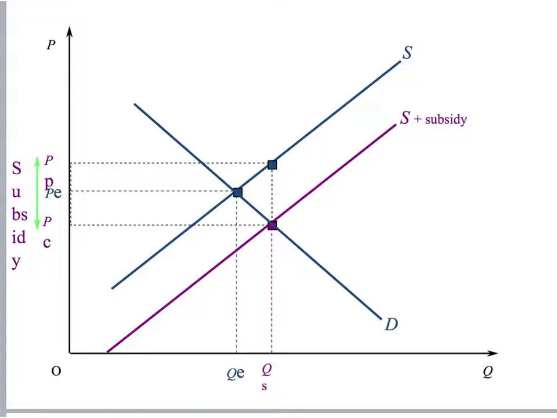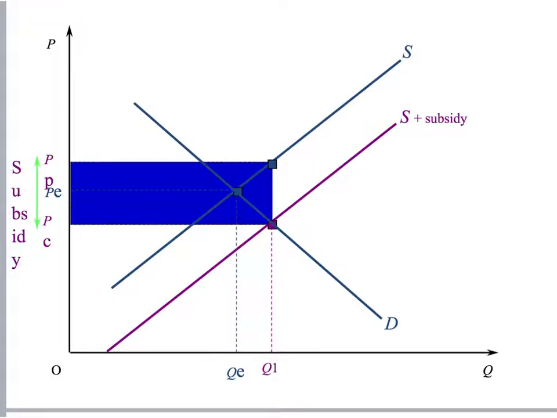The price consumers pay for the good goes down from PE to PC, as the price producers receive for the good rises from PE to PP. Therefore, to determine the value of the subsidy, just calculate the area of the box, PP minus PC multiplied by Q1.